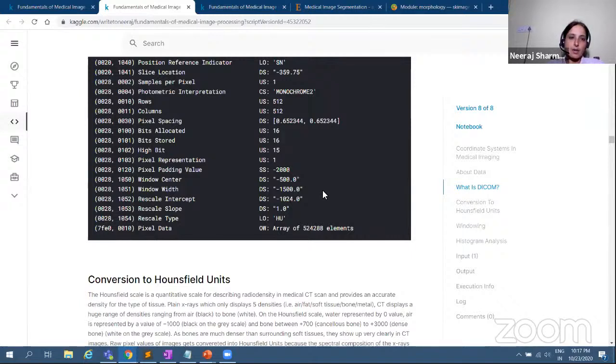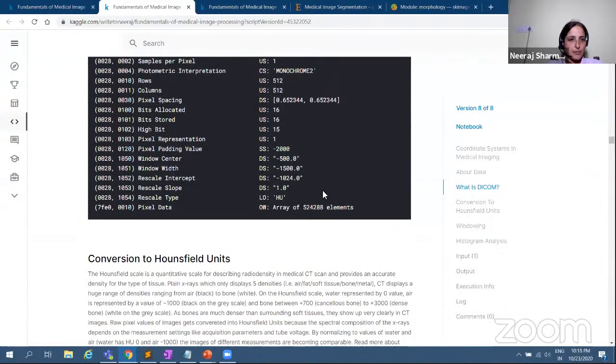Every scan is for a particular part, and we want to just focus on that particular region. So these two parameters help us in getting that information. Then rescale intercept and rescale slope. Rescale intercept and slope is used basically for the linear transformation of the pixels.